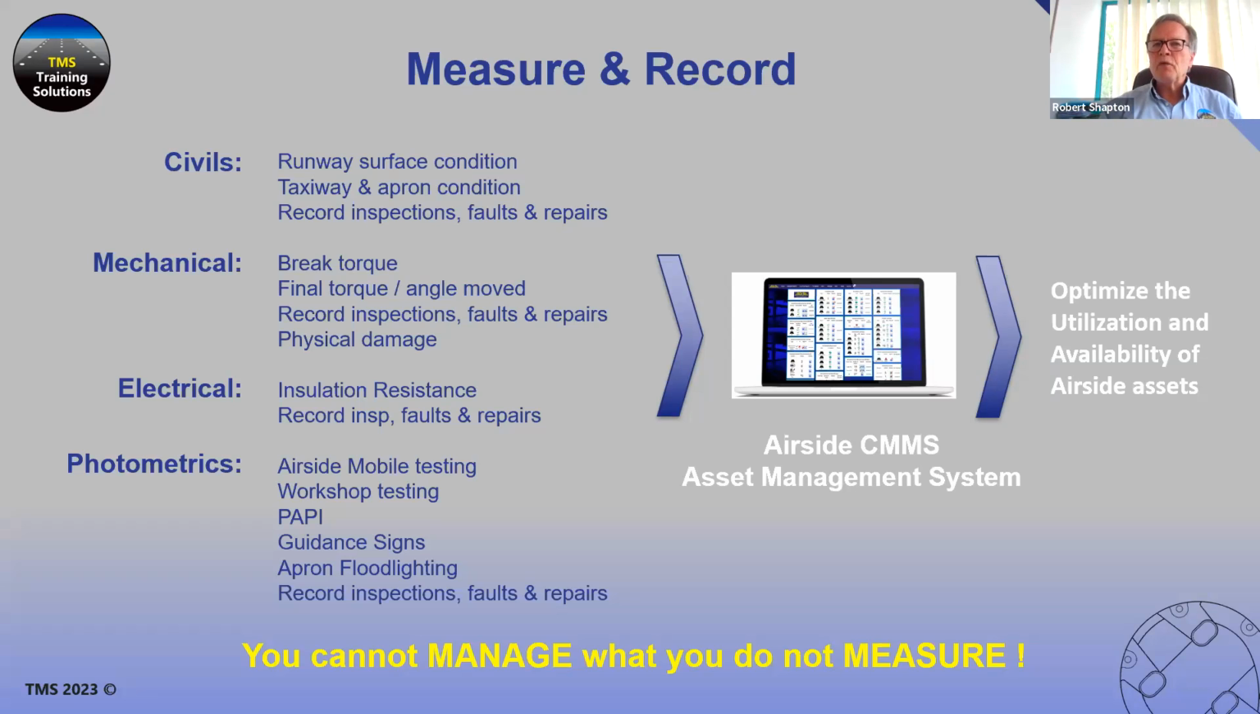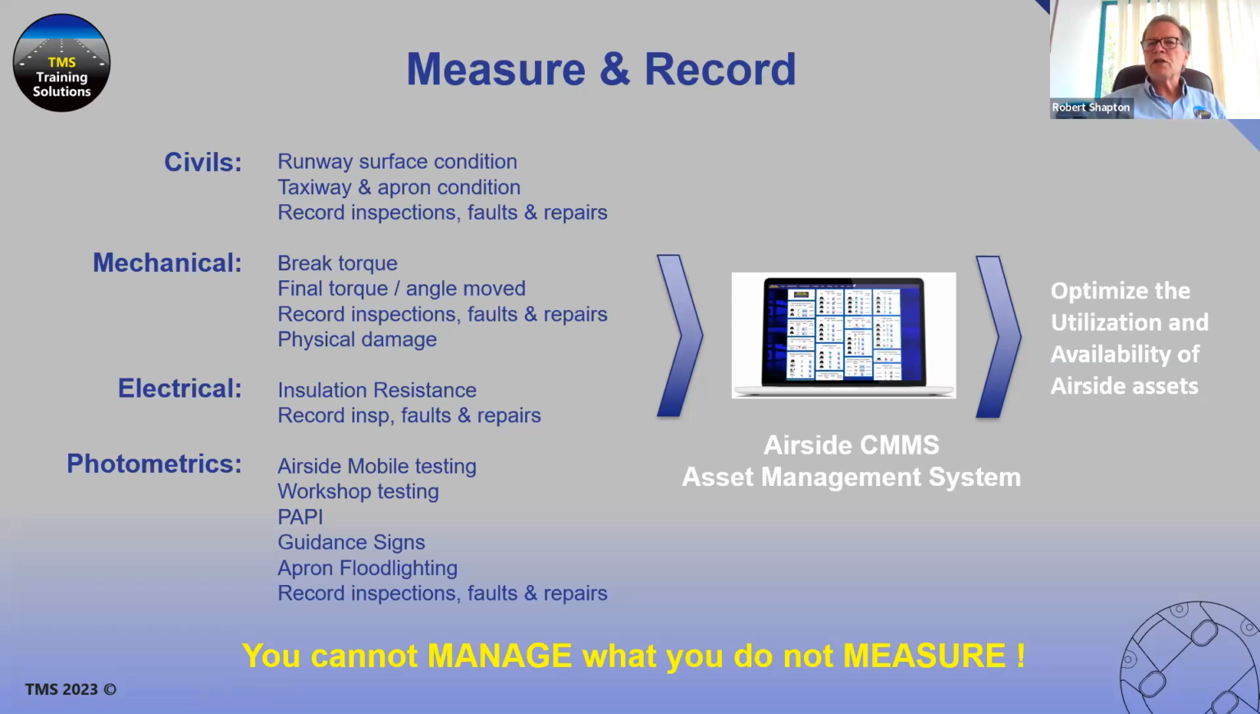So for civils, for example, that will include everything to do with the runway surface condition, same for taxiways and aprons, everything, all inspections, faults and repairs being recorded. Mechanical, for example, on lights, you would measure torque, the final torque, the angle moved, so you can intelligently plan your maintenance cycles and monitor the work has been done and you're getting the desired results, but also to more effectively manage your torque management operations in the future.